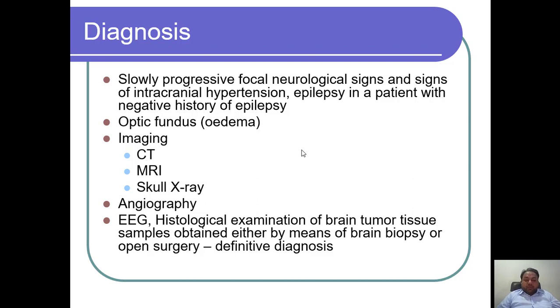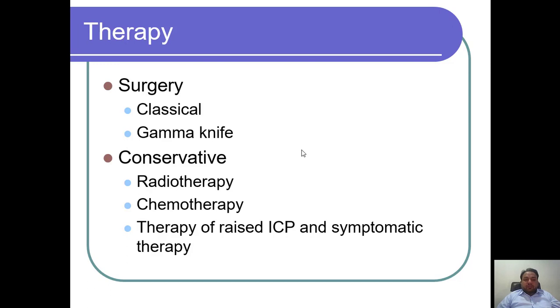brain tumors. Then the treatment of brain tumors, number one, is surgery, that is classical surgery, in which the part of the brain that is containing the tumor is opened via a hole or craniectomy. The whole flap of the skull bone is removed, and then the underlying tumor is also removed. This is the classical surgery of tumor.